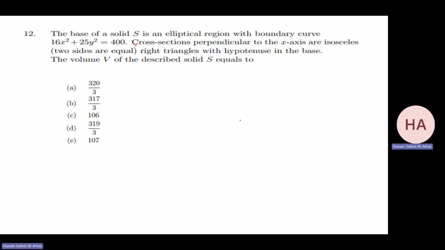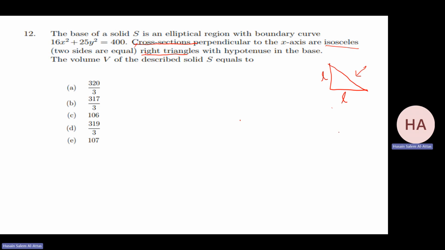Now our cross sections are isosceles right triangles, where two sides are equal. So I have a triangle like this, with the hypotenuse in the base. This is the hypotenuse. These are the same sides; let me call them L and L. The base is an elliptic region.